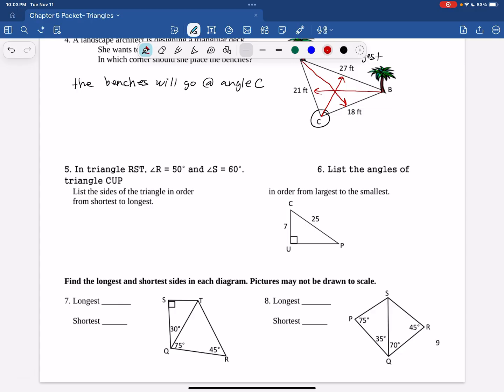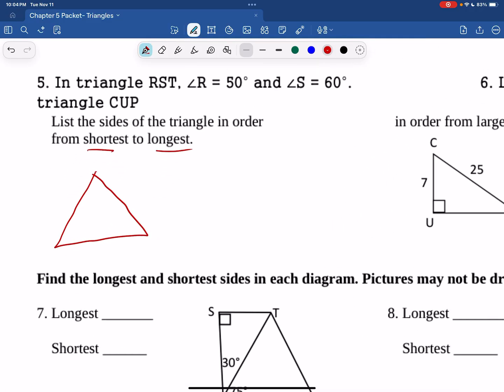All right, next up, we've got a problem where we got to draw our own triangle. We got to put some information in it. And then it says, list the sides of the triangle in order from shortest to longest. Okay, so first up, we're going to draw a triangle. These triangles do not have to be drawn to scale. Okay, so we're going to put some information in here. We're going to say that angle R is 50 degrees. We're going to call this R. And angle S is 60 degrees. So since it's RST, this must be angle T over here.